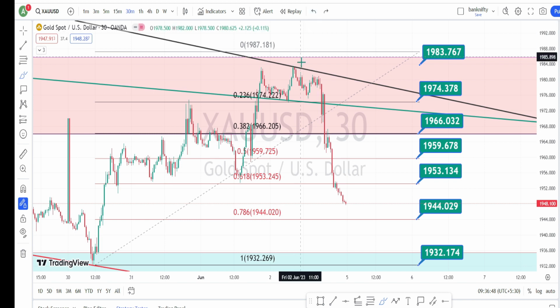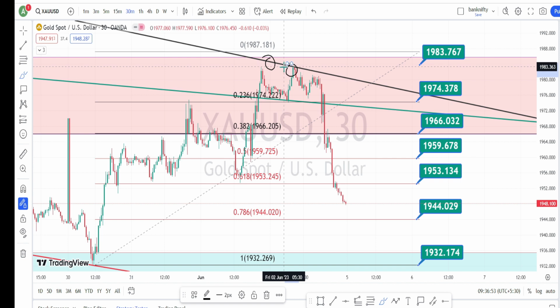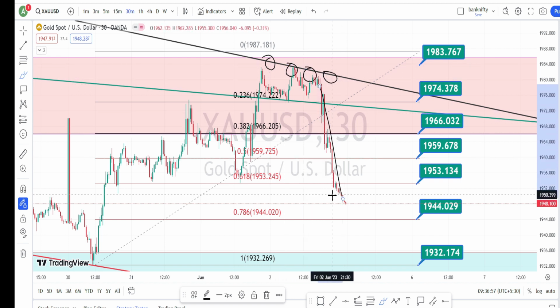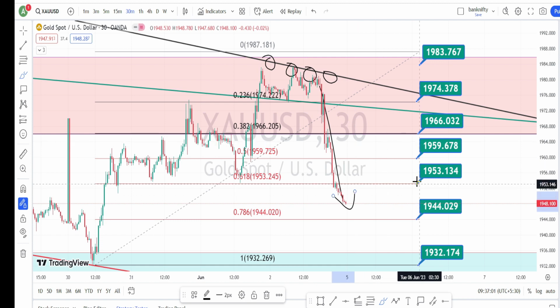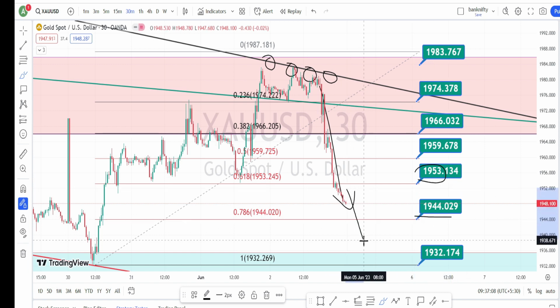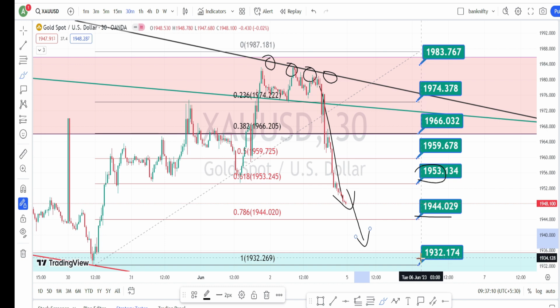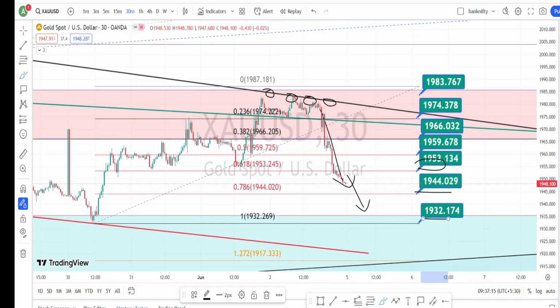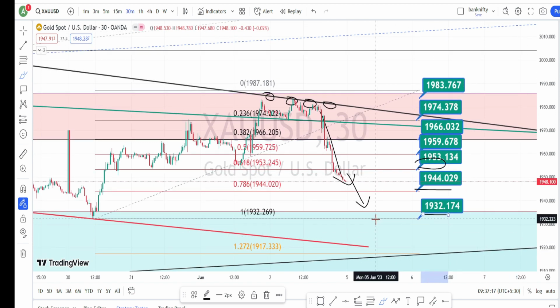I'm in 30 minutes time frame now, and we can clearly notice that the price action has bounced back from the daily time frame trend line or the resistance line on the bearish side retracement. And currently the price action is trading between the resistance level of 1953 and support level of 1944. And if the bearish side retracement continues, next level of support is going to be around 1932. And if the price action breaches this support level of 1932, we can expect it to take support on the daily time frame trend line or the support line.